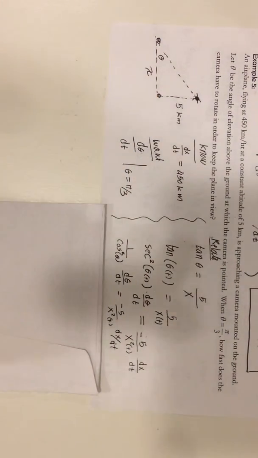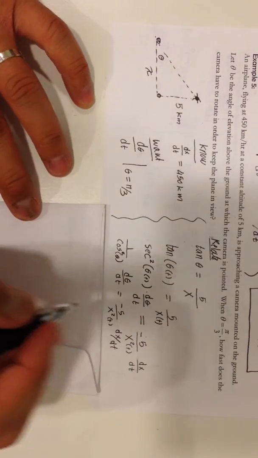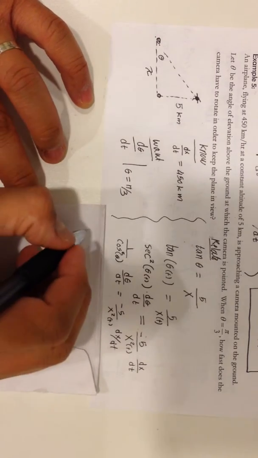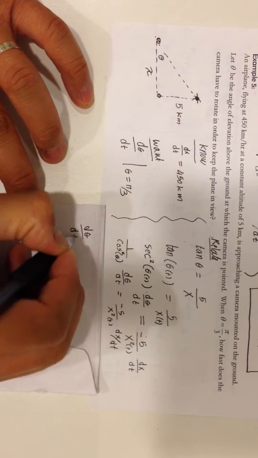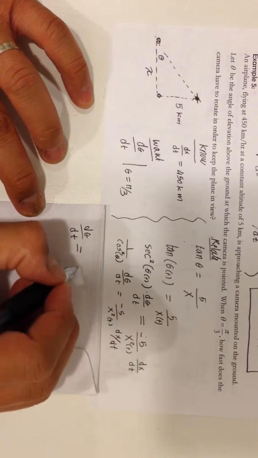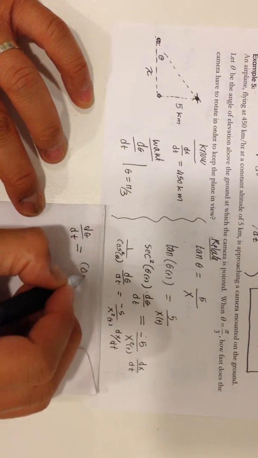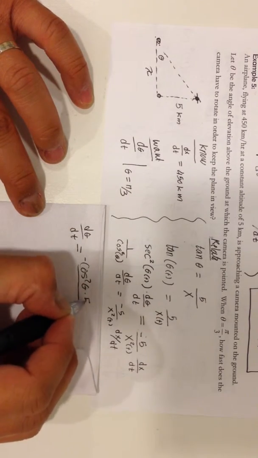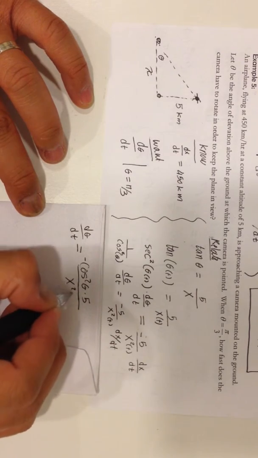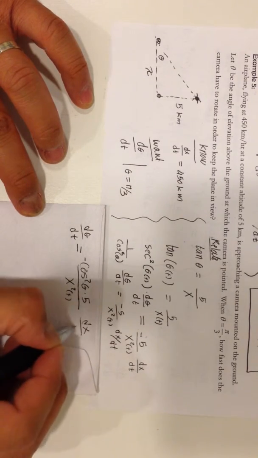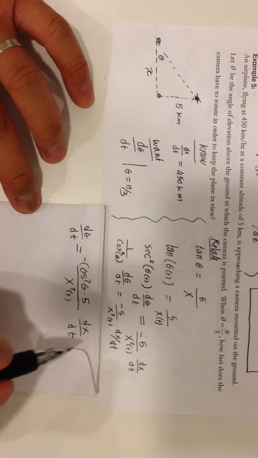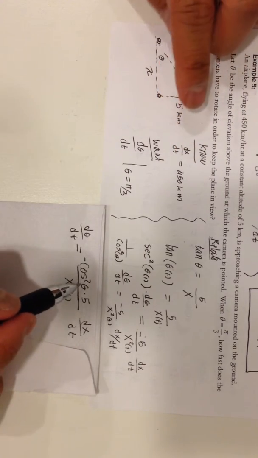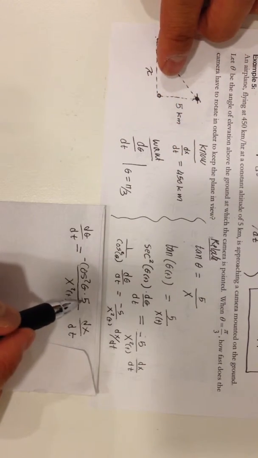So our next step is to plug in. We want to solve for dθ/dt. So dθ/dt is going to equal, multiplying both sides by cosine squared, cosine squared θ, don't forget the 5, over x squared of t times dx over dt. Now, we know what dx over dt is because that's given to us. And we know what θ is. θ is π over 3.